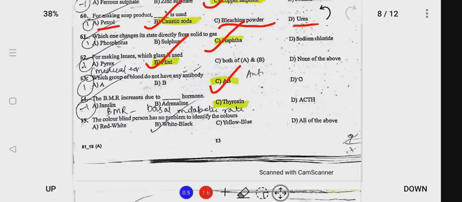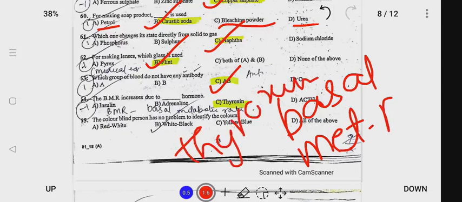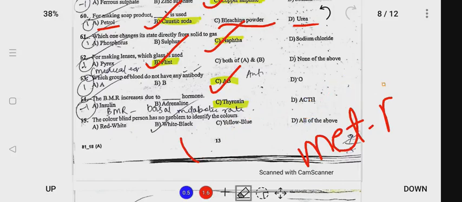The BMR increases due to the body's basal metabolic rate. BMR stands for basal metabolic rate. It is regulated by thyroxine. Thyroxine is secreted by the thyroid gland, which is located in the throat.